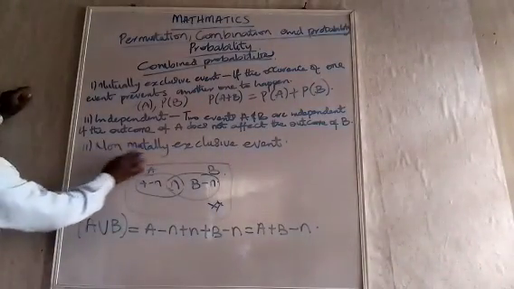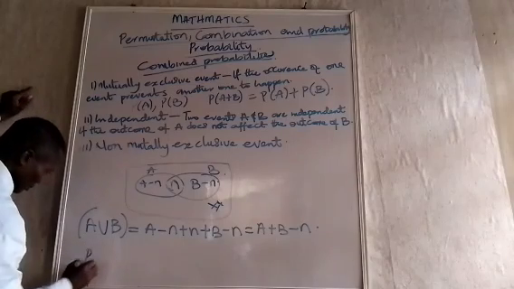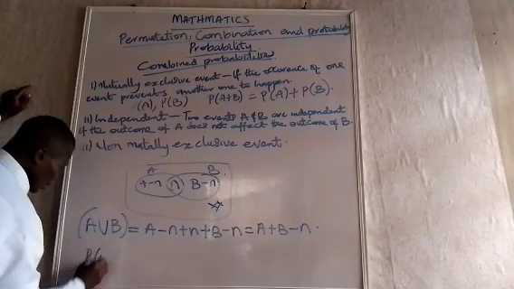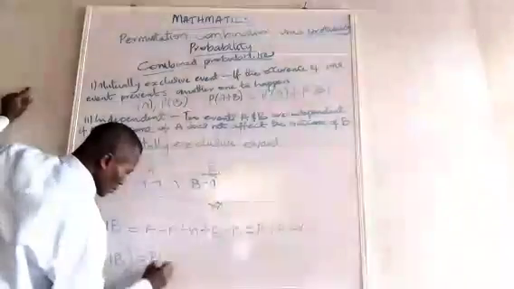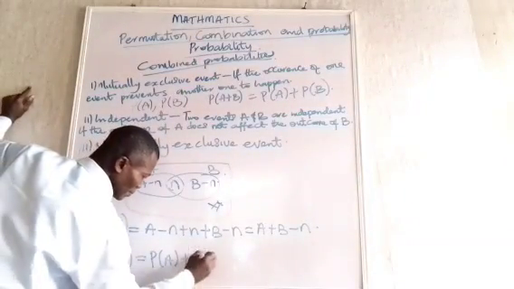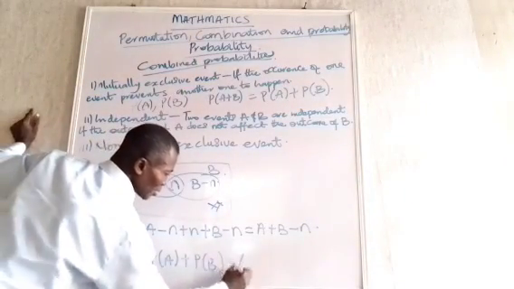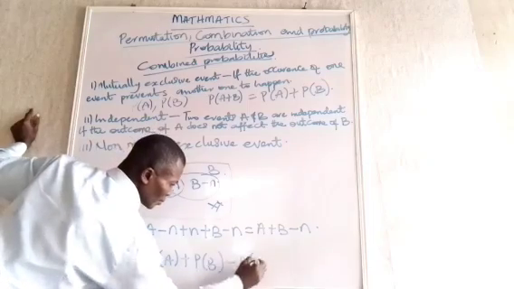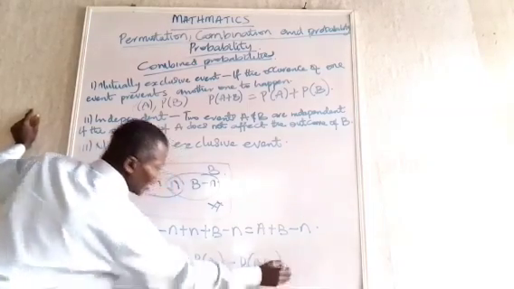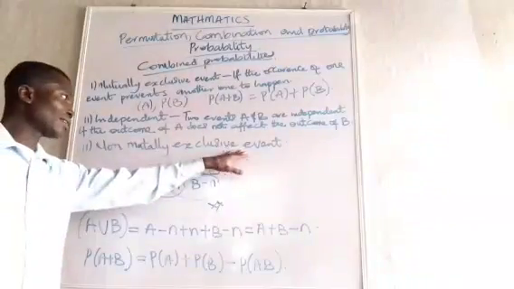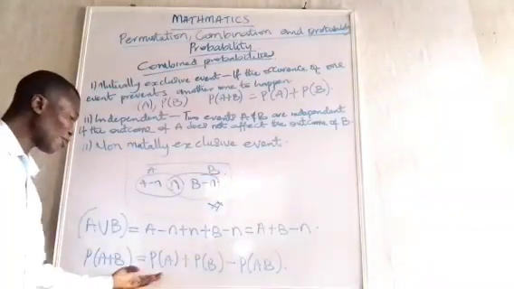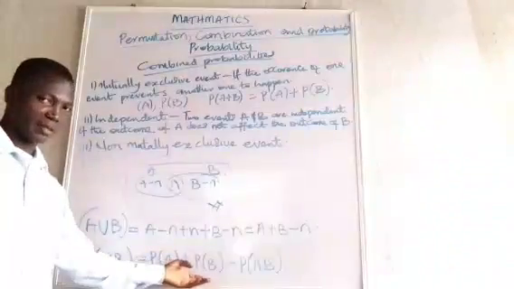So what does that imply? It implies that for non-mutually exclusive events, P(A or B) will be equal to PA plus PB minus P(A and B), the A and B happening together. That is how we add non-mutually exclusive events.